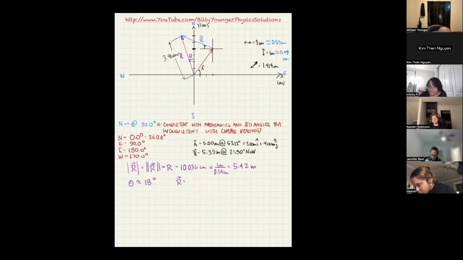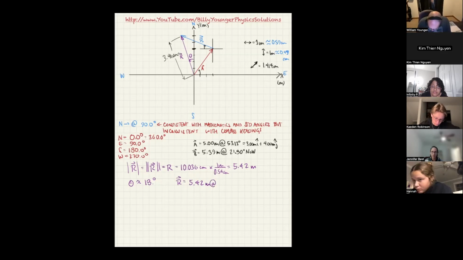It should be 5.42 meters at, now that's 18 degrees beyond 90. So I just have to add it to 90. So I'll say at 108.0 degrees. Again, that zero is completely made up, so I'll put an underbar over it, and I'll even say I guessed at the 8. But that's roughly what it should be.